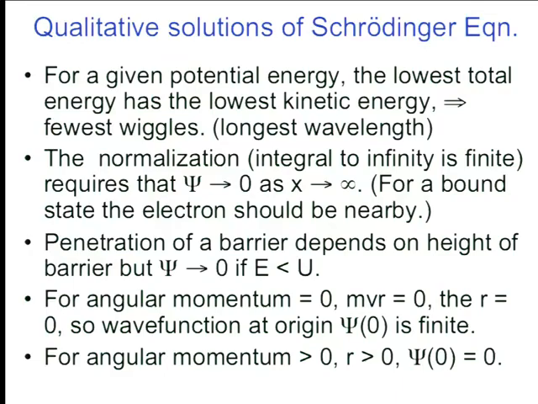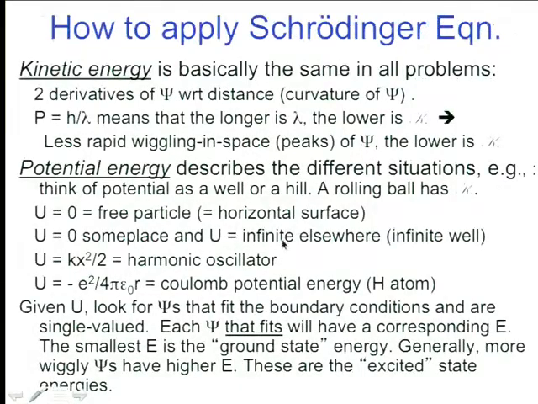And just for fun, I will move on as quickly as I can here. See, the potential energy describes the different situations. For example, if the potential was 0, we say that's a free particle. It's just a horizontal surface. Or you could have it 0 someplace, and then infinite someplace else, like an infinite well or an infinite barrier. Or you could have a harmonic oscillator. This U could be kx squared. Or it could be in a potential of a Coulomb field, namely like the hydrogen atom.